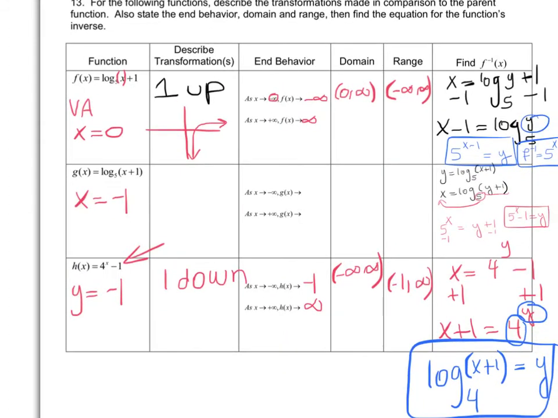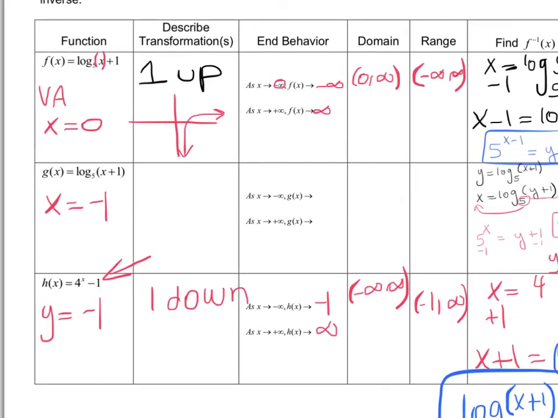And let me finish part 2 because some of you have trouble with the end behavior. Since you know that the vertical asymptote is -1, then you know that the domain is going to be from -1 to infinity, and the range is always all real numbers. As x tends to -1, y tends to -infinity. And as x tends to infinity, y tends to infinity. So this is how you do the end behavior.